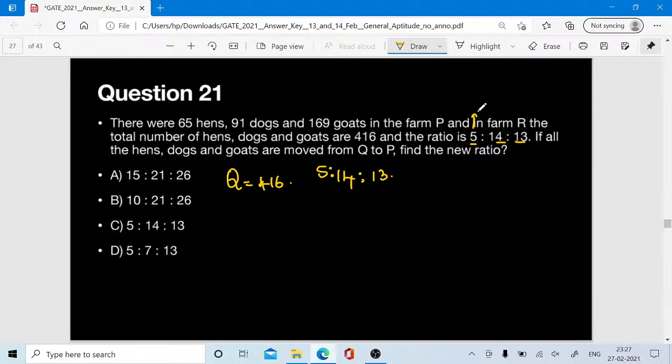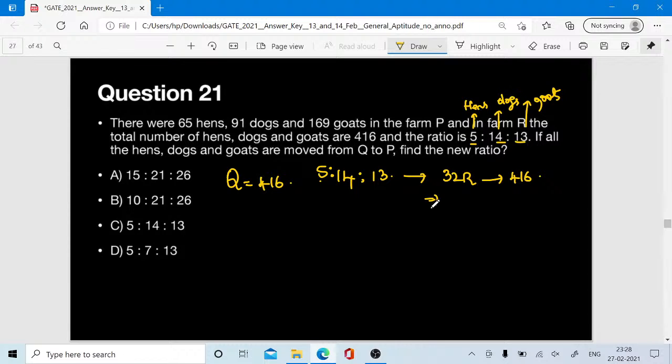So 5 is nothing but the hens, 14 is nothing but the dogs, and 13 is nothing but the goats. 5R, 14R, 13R. How much total am I getting? 14 plus 5 is 19, 19 plus 10 is 29, 29 plus 3 is 32R. I'm getting a total of 32R equal to 416.